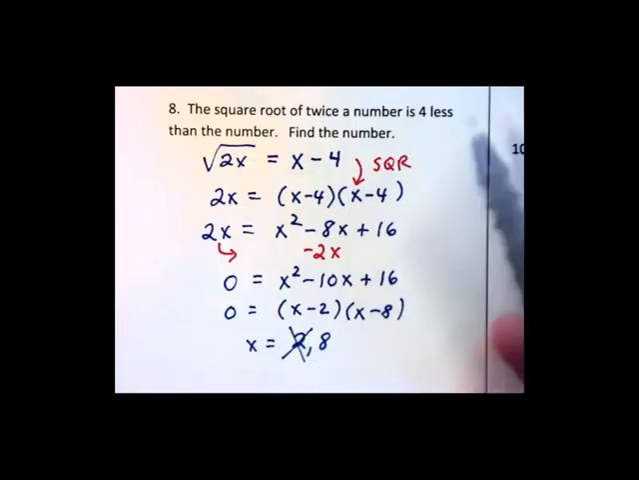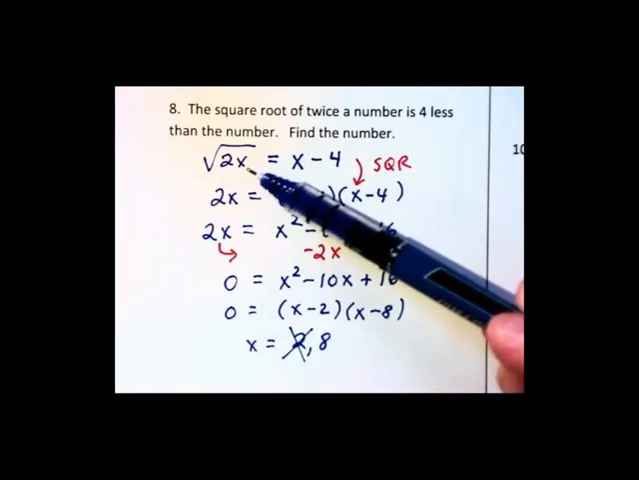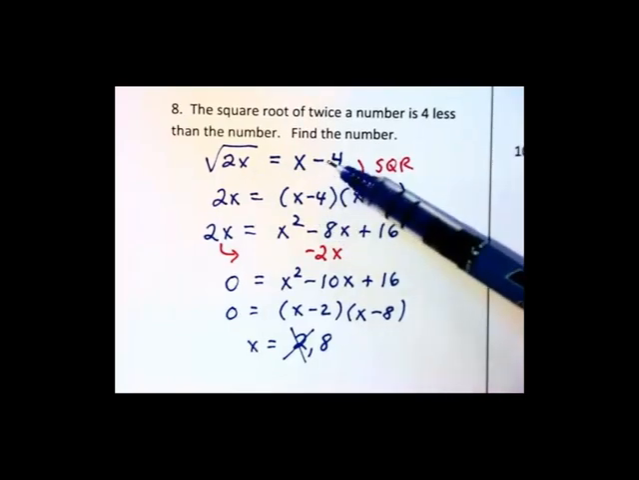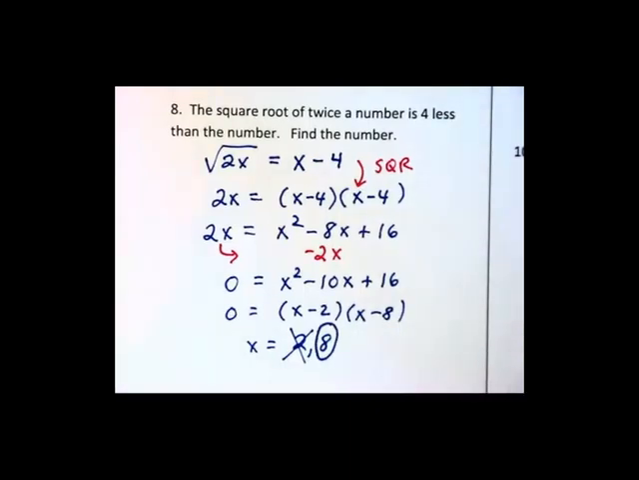Now let's try the 8. 2 times 8 is 16, which square roots to a 4, so 4 on the left. 8 minus 4 makes 4 on the right. So 8 is the only solution to this equation because 2 was the extraneous solution that we needed to get rid of.